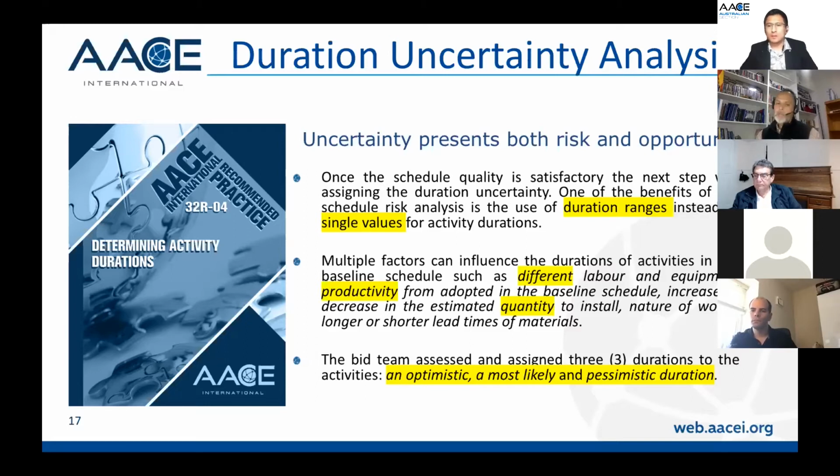So what we need to understand is multiple factors can impact the duration of the activities. So what we're doing with the duration uncertainty analysis is asking, what is the potential impact in the program if we have a different productivity rate from the one that we adopt in the baseline schedule? So what if the productivity rate is lower or the productivity rate is higher?